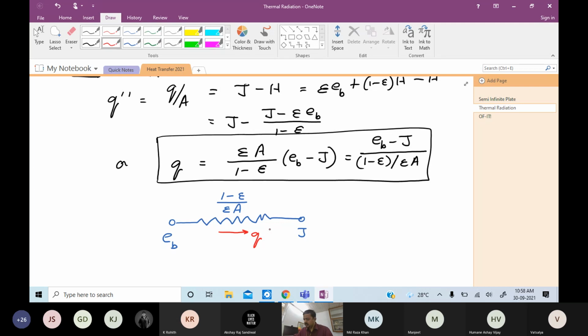If epsilon was 1, then J would have been equal to EB because rho would have been 0. If epsilon is 1, if it's a black surface, then EB and J collapse and the surface resistance goes to 0. Clear? So this is the interpretation. We'll take it off from here tomorrow. Okay, so let me stop sharing.